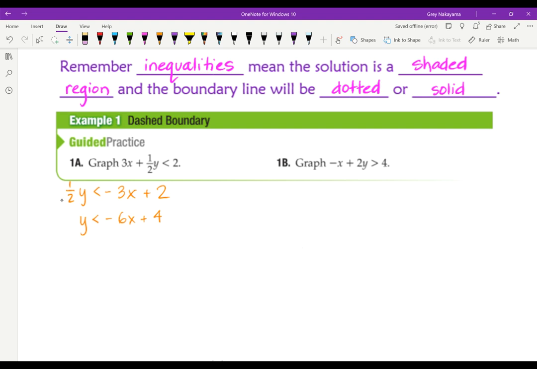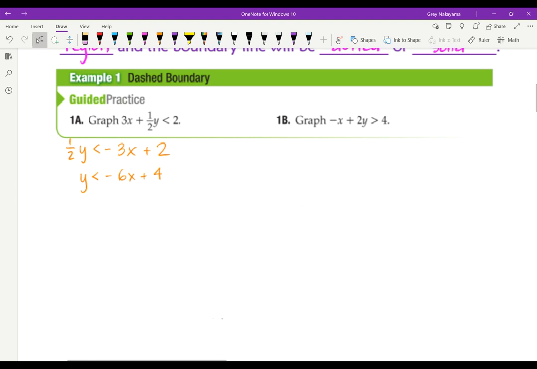Remember, if you ever multiply or divide by a negative number, that you have to flip that inequality sign. So when you are graphing, okay, you are going to have a shaded region, but you have to decide whether the boundary line is going to be dotted or solid. And it all depends on that symbol right there. So since it is just a less than symbol, then it is going to be a dotted line.